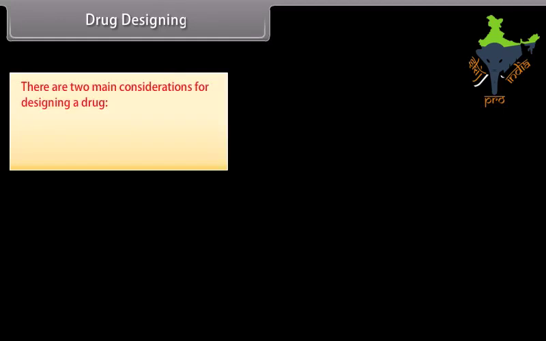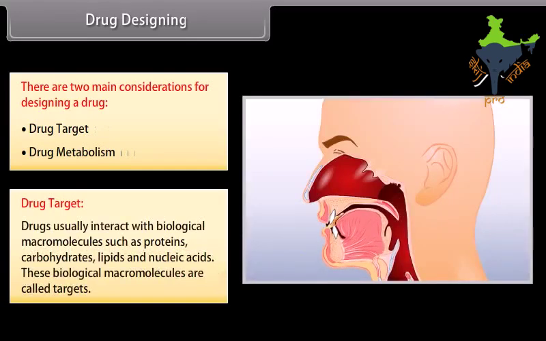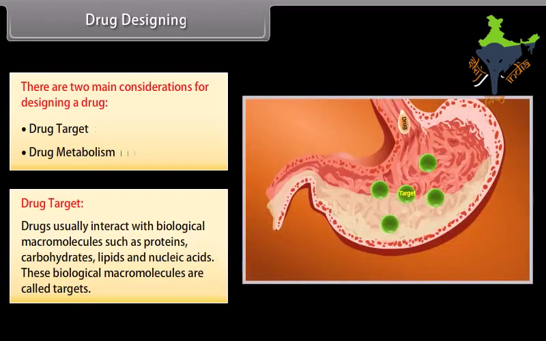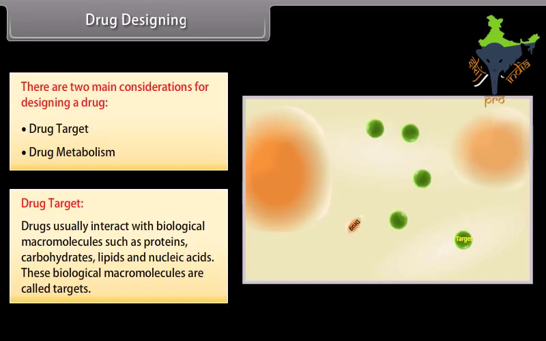Drug designing. There are two main considerations for designing a drug: drug target and drug metabolism. Drug target. Drugs usually interact with biological macromolecules such as proteins, carbohydrates, lipids, and nucleic acids. These biological macromolecules are called targets. The correct choice of drug target is important to obtain good therapeutic effects of a drug.